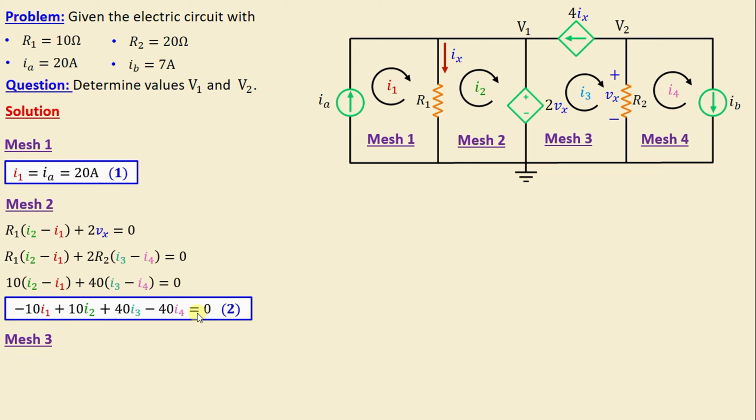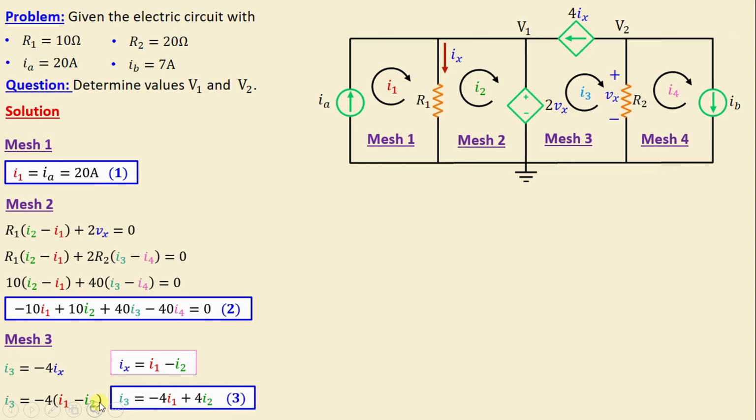Let's move on now to mesh 3. We can see here in mesh 3 that the current I3 is equal to negative 4 Ix. And we know that the current Ix is equal to I1 minus I2. That means I3 is equal to negative 4 (I1 minus I2). If we continue simplifying this, we obtain I3 is equal to negative 4 I1 plus 4 I2.